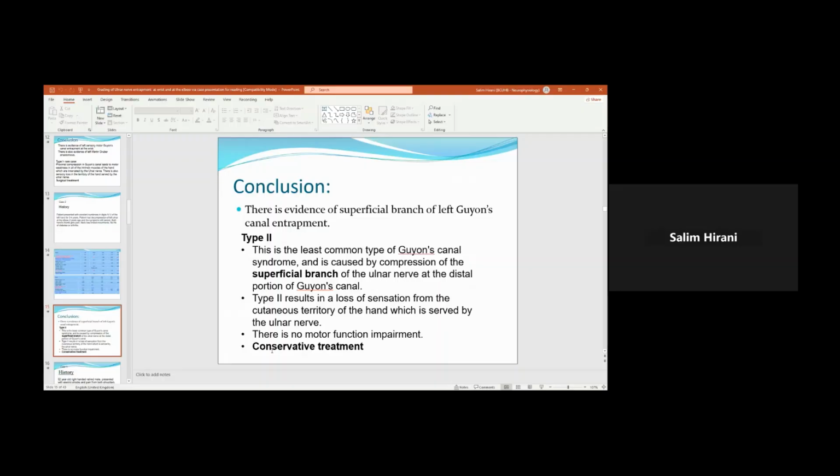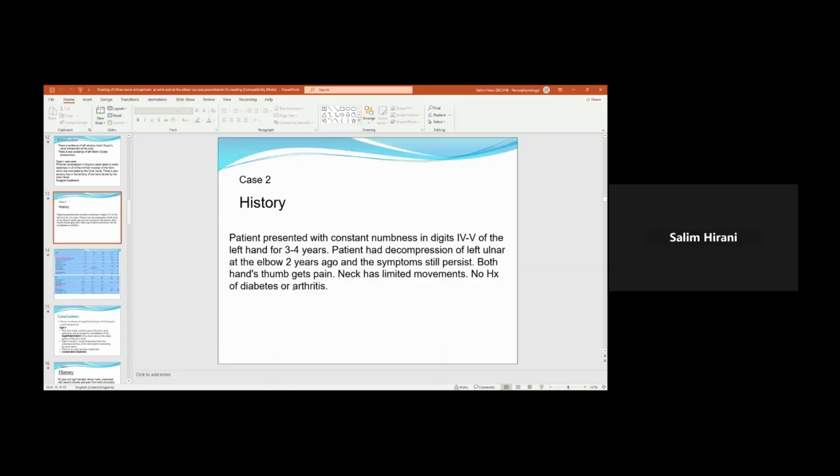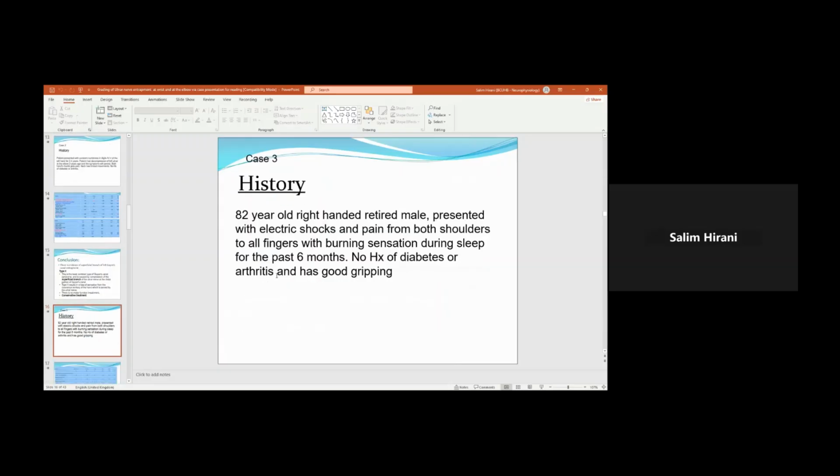So this patient only needs conservative treatment, physiotherapy or maybe a steroid injection at the wrist, which can help to release the nerve. So that entrapment was done for this patient. Surgery was useless.